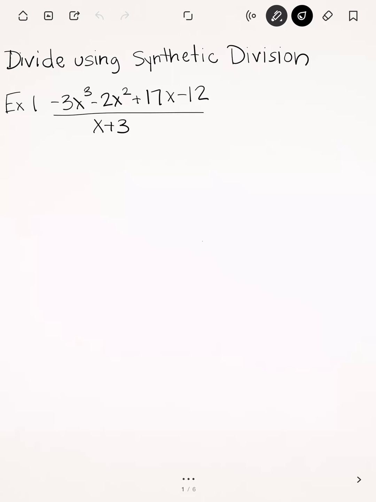Then I need to look at my divisor. I take my divisor and set it equal to 0. So I get x plus 3 equals 0, and I solve for x. To solve for x, I subtract 3, so I get x equals negative 3. I'm going to take this and put it in what I call a half box. So it looks like this.